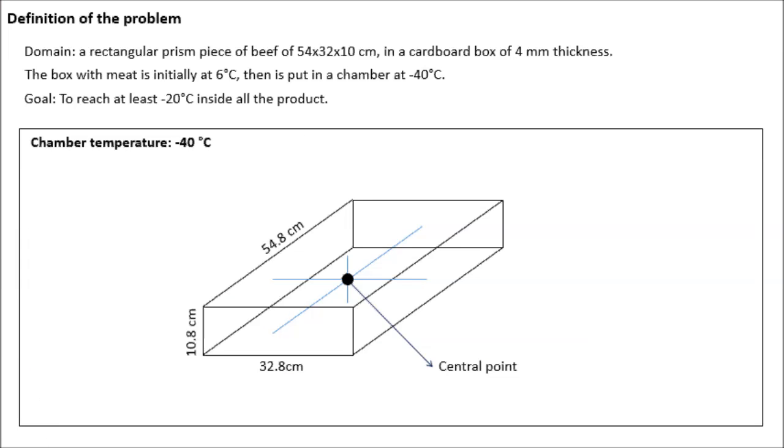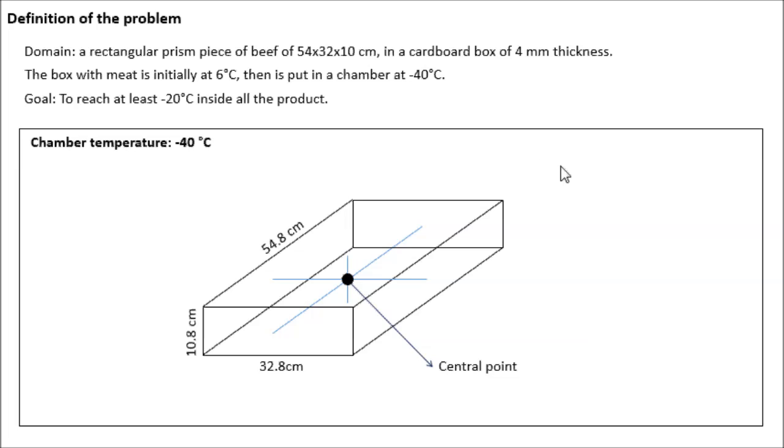Our domain is a rectangular prism piece of beef of 54 by 32 by 10 centimeters in a cardboard box of 4 millimeters of thickness. The box with the meat is initially at 6 Celsius and then it is put in a chamber at -40 Celsius. The goal of the process is to reach at least -20 Celsius inside of the product, or inside all over the meat, and we will check how much time we need for that using numerical simulation.